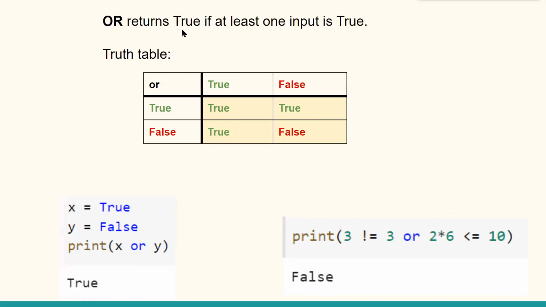Or returns true if at least one input is true. As you can see, we have x equal to true and y equal to false. So the output will be true because true or false, we choose true as our output. And also, if we have 3 is not equal to 3, obviously it's not, so it's false. 12 less than or equal to 10, not, so it's false here. We have both false on either side in OR, then the output will be false.